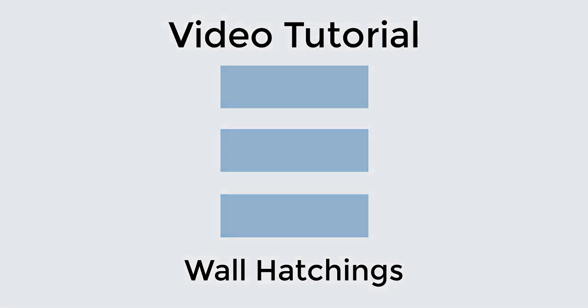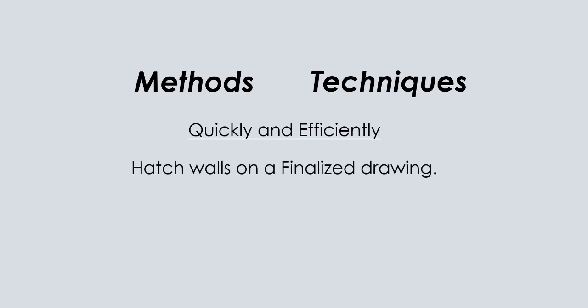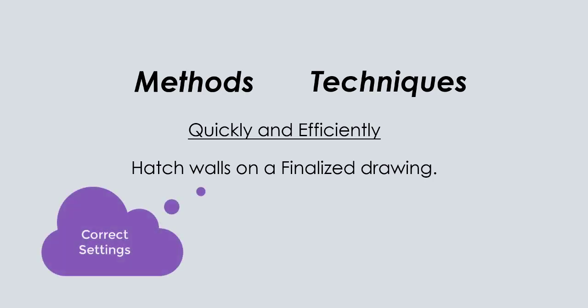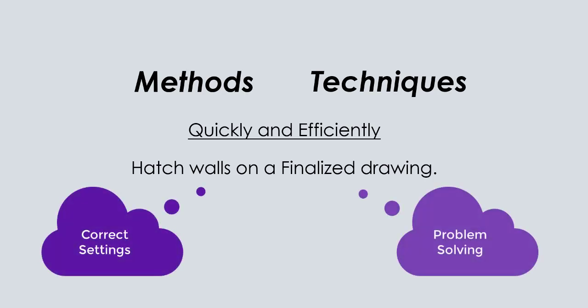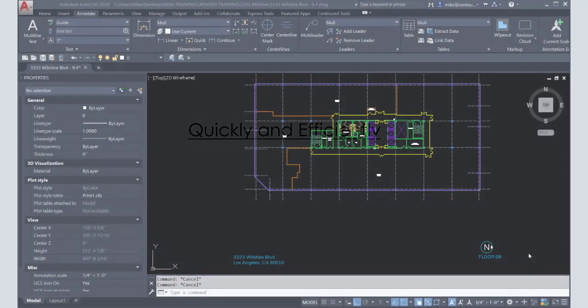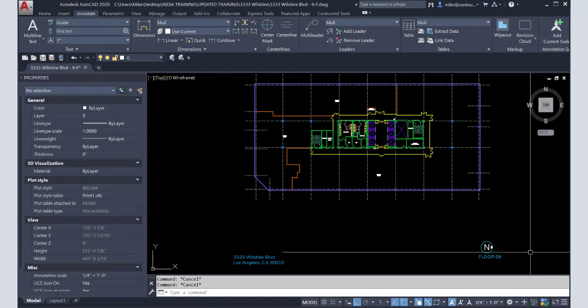In this tutorial, we will be going over the methods and techniques to quickly and efficiently hatch walls in a finalized drawing. While this process is very straightforward, I found the hatch command can be quite annoying at times. I'll be going over the correct settings you should be using, as well as some problem-solving techniques to help you get through the command. We begin with a floor that has already passed the review process and is considered finalized.